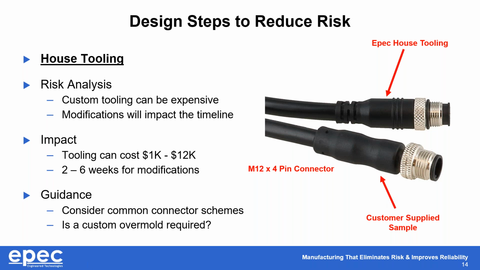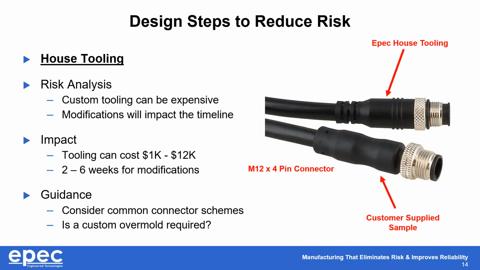Another step to reduce risk for your project is to utilize house tooling. House tooling are overmold tools and fixtures that we have in place, that are existing, that we can use on your project. This photo on the right here is an M12 connector. The top is our house tool. The bottom is a sample that we received from a customer. Mechanically and electrically, these products are identical.